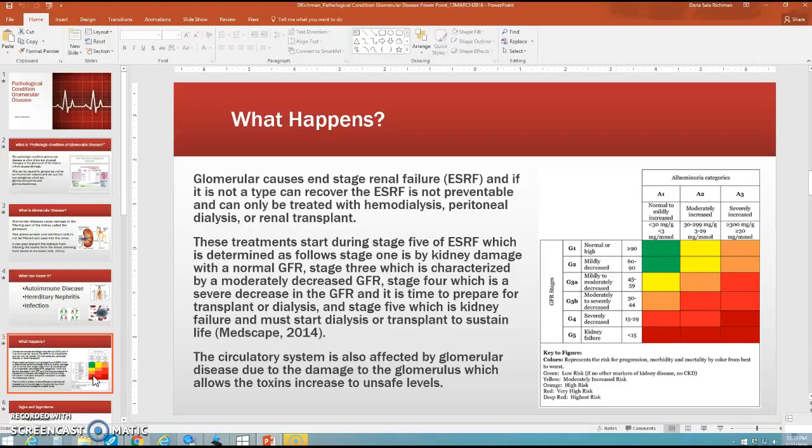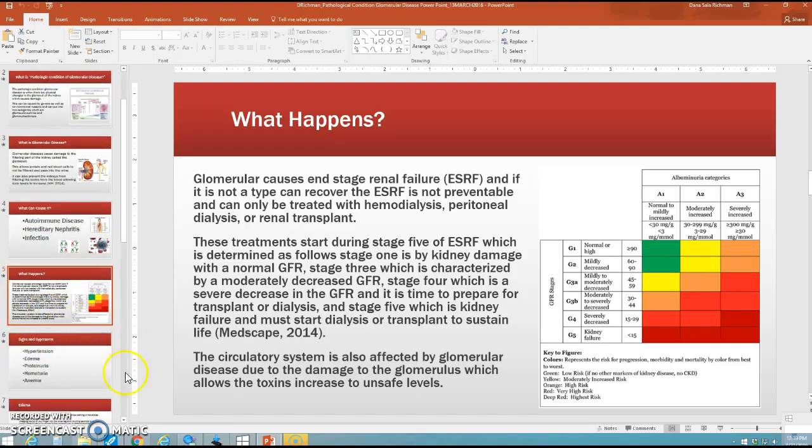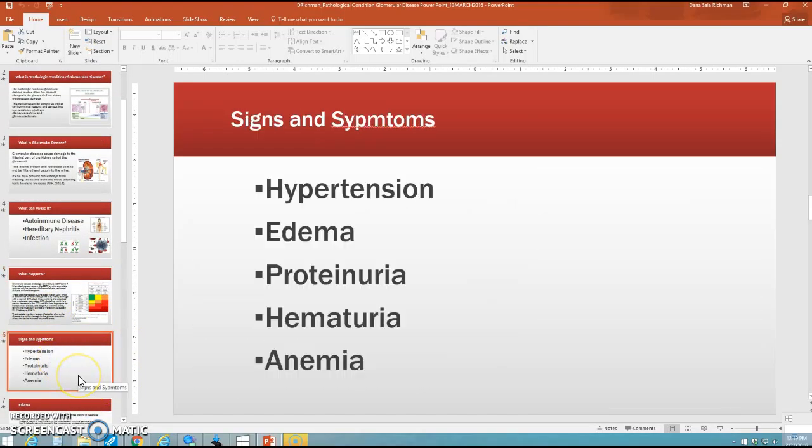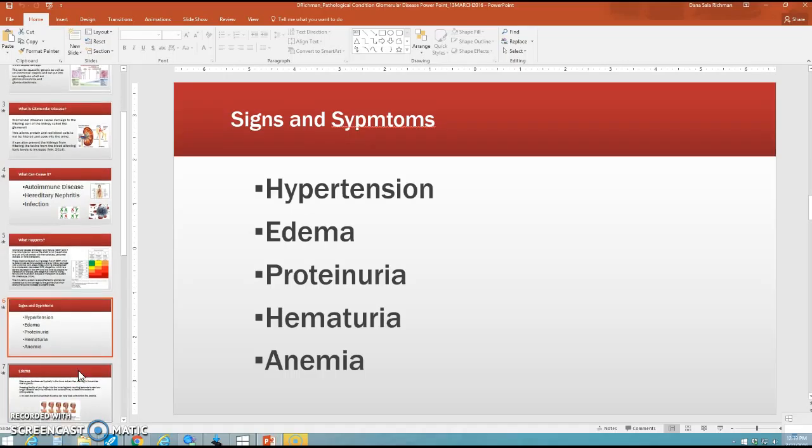And as you can see on the chart to the side, these are the most common categories in which they fall. The circulatory system is also affected by glomerular disease, which is due to the damage of the glomerulus, which allows, again, the toxins to increase to unsafe levels. The signs and symptoms are hypertension, edema, proteinuria, hematuria, and anemia.